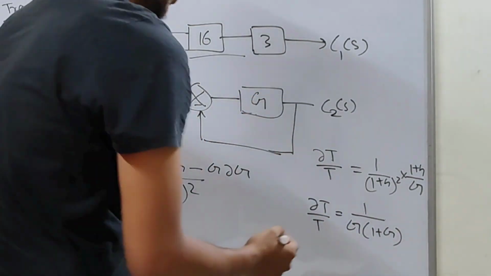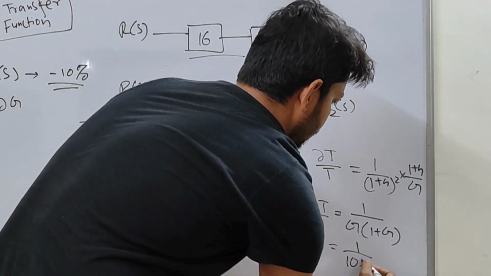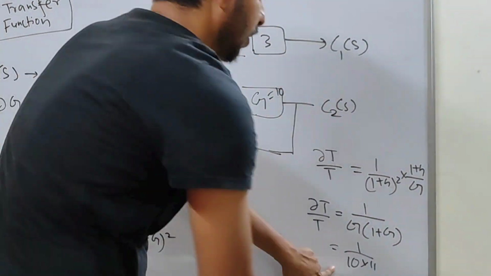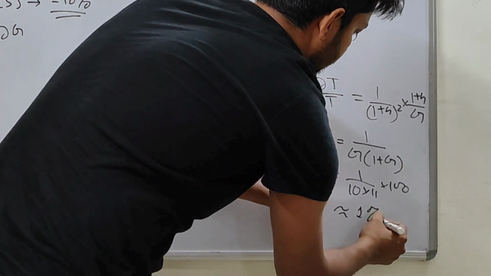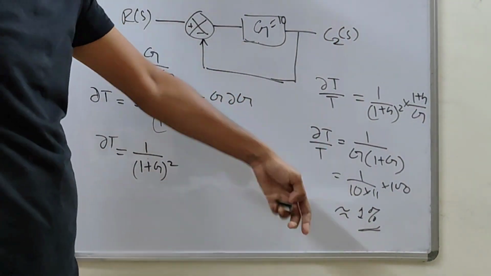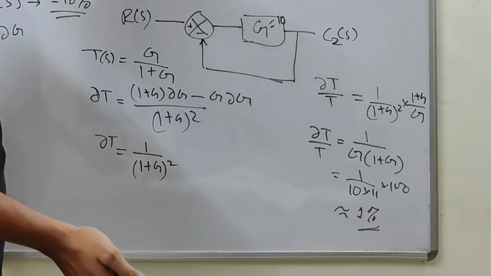So what was the value of G? If you plug it here, right? Earlier it was 10, right? 1 by 10 into 11. So this is the ratio. If you want it in percentage, you have to multiply by 100. So this is approximately, as you can see, 1%, right? 100 by 110 is coming. It's fine. So this is one quick way to arrive at the solution.